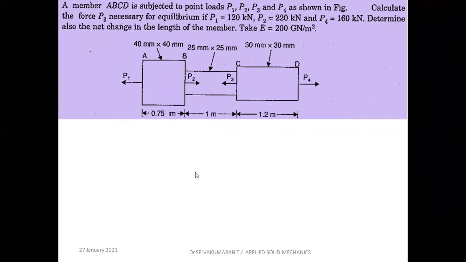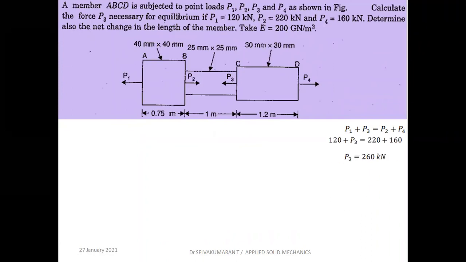Now, in order to find out the force P3, we have to write down the equilibrium equation. That is, sum of the left-hand side forces is equal to the sum of the right-hand side forces. That is, P1 plus P3 is equal to P2 plus P4. So from this, we get P3 is equal to 260 kilonewton. So the elongation we are trying to find out, that is the net change in the length of the member. The formula is given by summation of PL by AE.